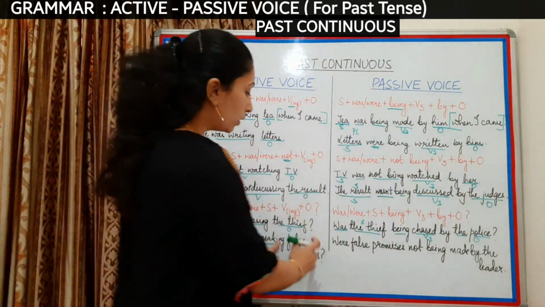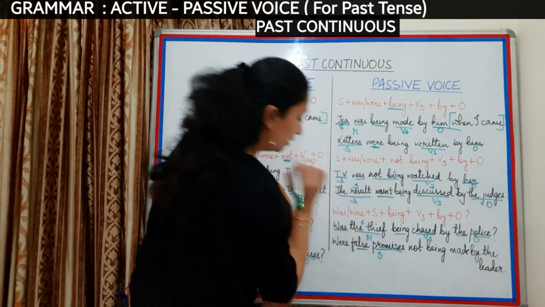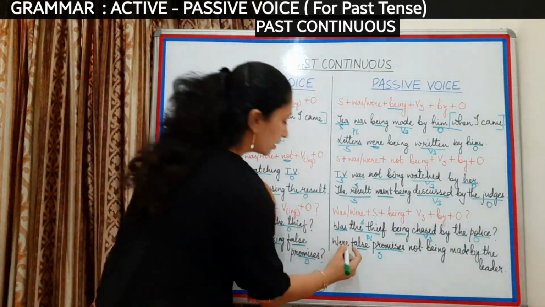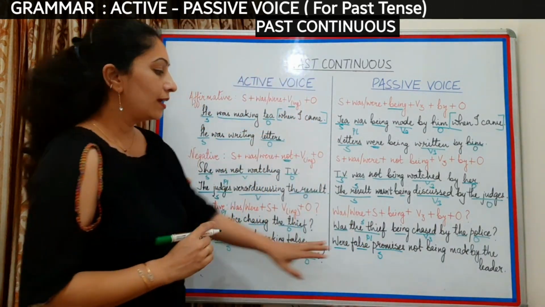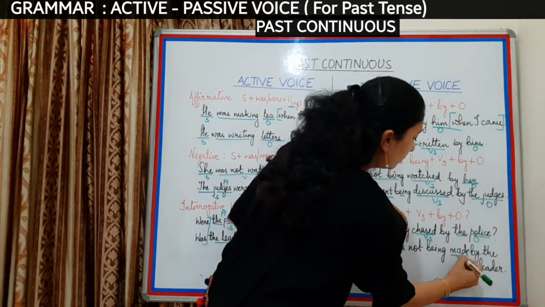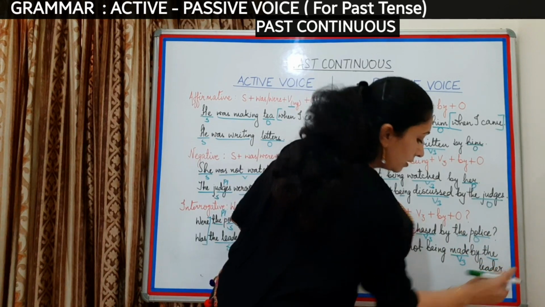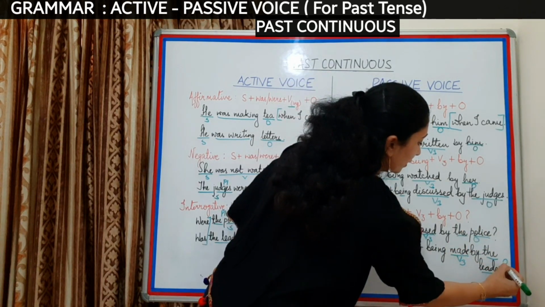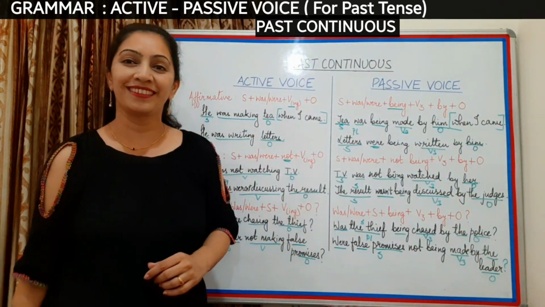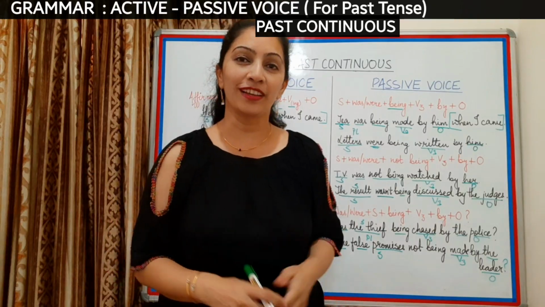Now let's see. False promises again, here when it becomes subject, it is plural. So with plural I will use helping verb were. And then, were false promises not being made, which is in the V3 form, by the leader. And don't forget to put a question mark. So that's it in the past continuous tense. Let's move ahead.